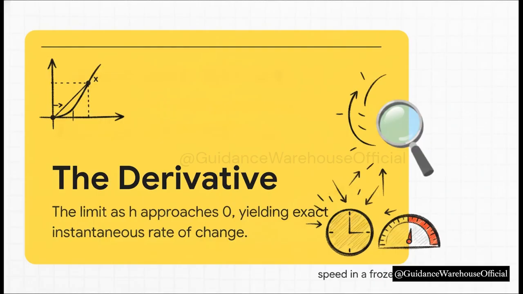Denoted by a little prime symbol, like f prime of a, it is simply the limit of our average difference quotient as h approaches 0. This master formula yields the exact instantaneous rate of change at point a. You've just mathematically measured speed in a frozen instant.